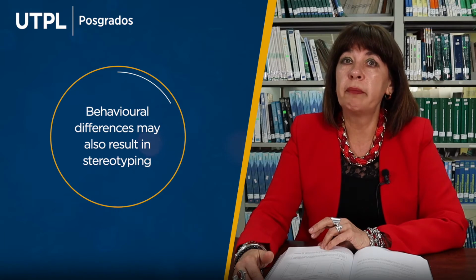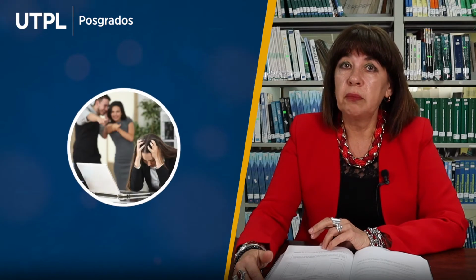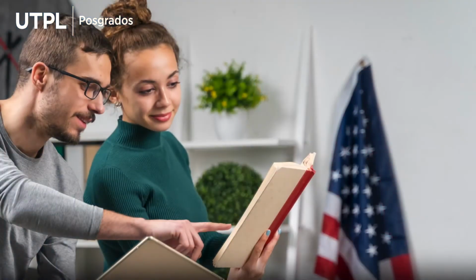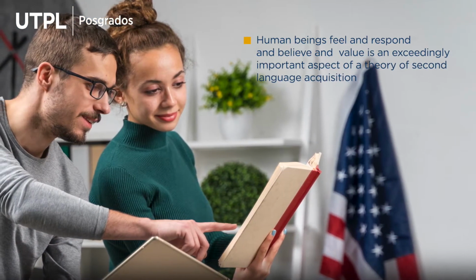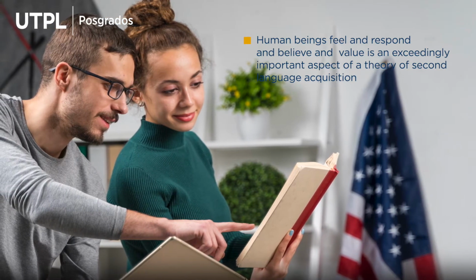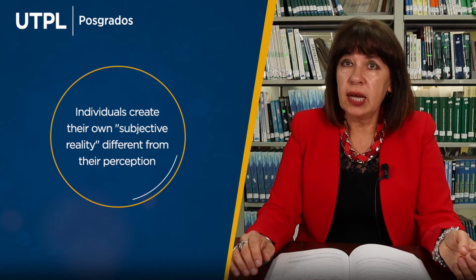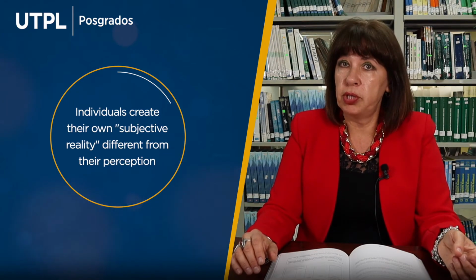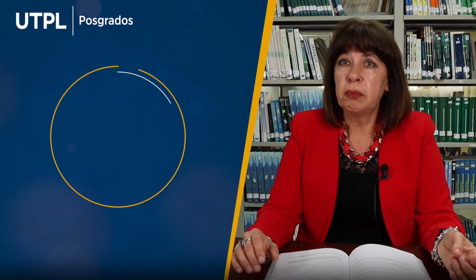Behavioral differences may also result in stereotyping or oversimplified perception of cultures, prejudice, attributing negative characteristics to another nation. Prejudice can be transformed into discrimination of people of different cultures. To sum up, understanding how human beings feel and respond and believe and value is an exceedingly important aspect of a theory of second language acquisition. Due to all those factors we have just analyzed, individuals create their own subjective reality, different from their perception. In other words, their cognition may be biased.